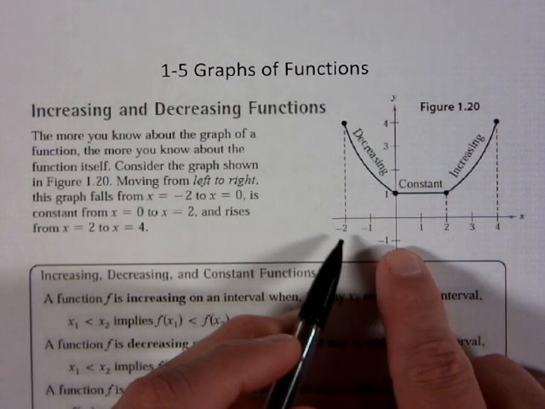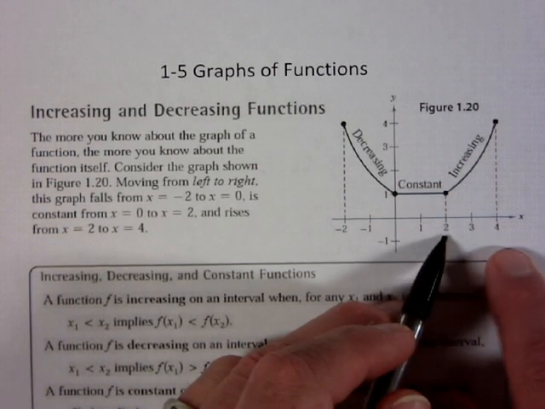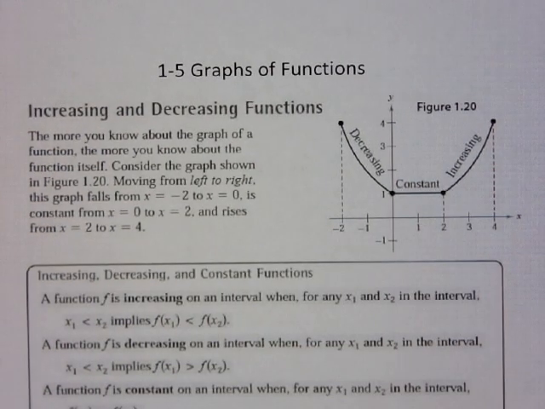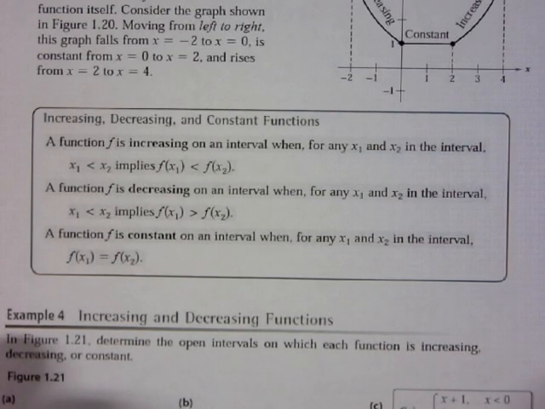Okay, so from this interval, -2 to 0, decreasing. From 0 to 2, constant. From 2 to 4, increasing. All right? And below that, we have the actual definitions of increasing, decreasing, and constant. So let's work through that so you can get an idea of the mathematical wording in the definitions. Really, that's one of the goals that we need to move toward: you need to be able to read mathematical language and interpret it, right? So let's go through this now and take a look, okay?